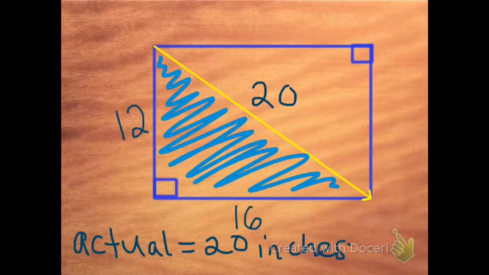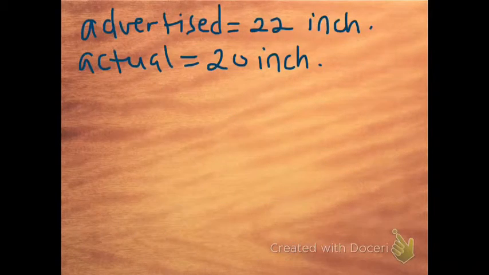So that means that the actual length is 20 inches. However, what if the advertised length was 22 inches? What does that mean? Does that make the actual length smaller or larger than the advertised length? Explain. Okay, so the advertised length is 22 inches. However, the actual length is 20 inches.